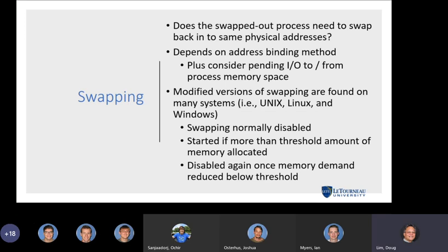Modified versions of swapping are found on many systems: Unix, Linux, Windows. Swapping is normally disabled and started if the threshold of amount of memory allocated is hit. So basically, you've gotten to the point where you're starting to use up all the memory, and then the swapping will be enabled. And it's disabled again once memory demand is reduced below that threshold.